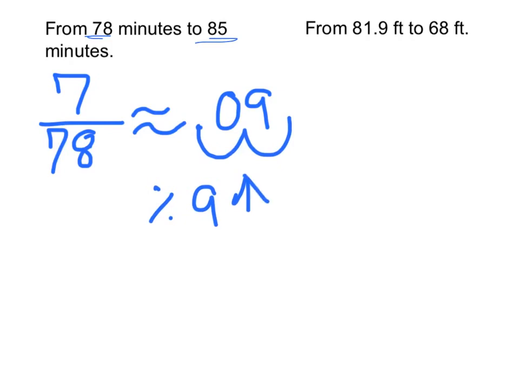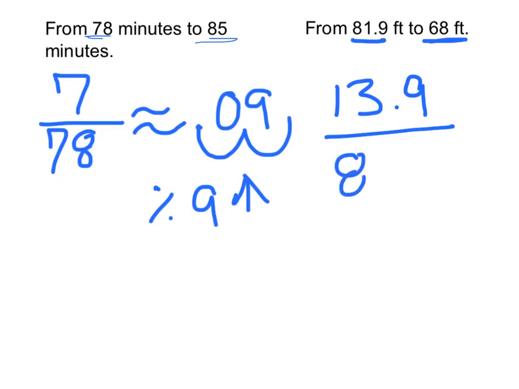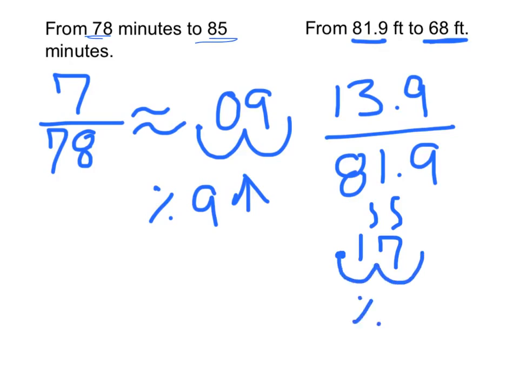Our next problem is what percent change does it take to get from 81.9 feet to 68. Immediately we see it's a percent decrease because 68 is less than 81.9. So the change from 81.9 to 68 is about 13.9 feet, and our original amount is 81.9. This gives us an answer of about 0.17. Same as before, we moved the decimal over 2 places. We know that this was a 17% decrease.